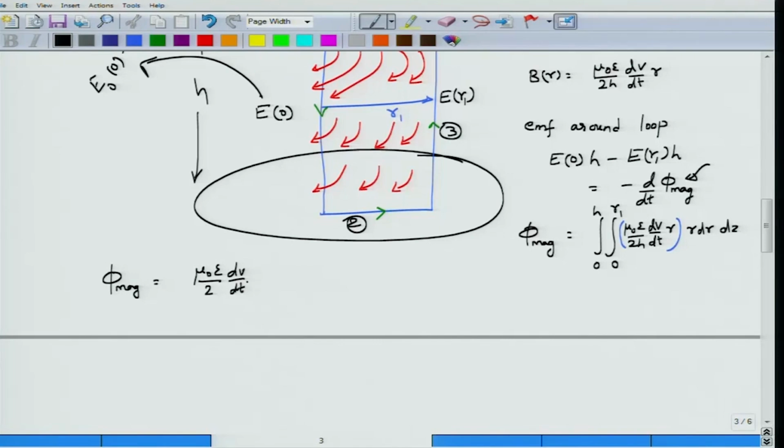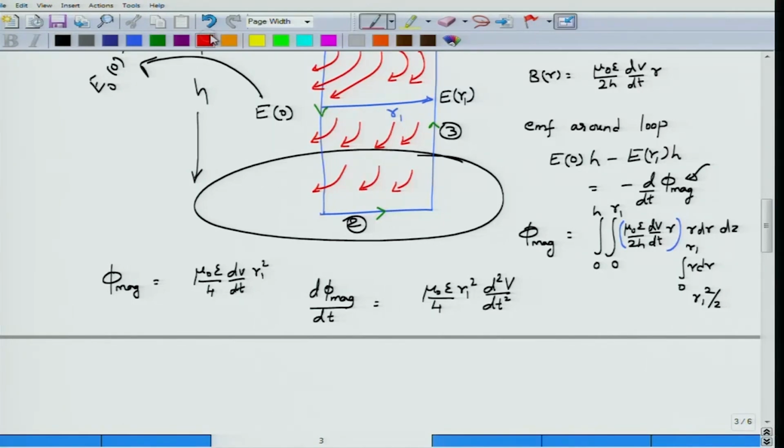by dt, and you will have an integral of r dr from 0 to r1, which would be r1 square by 2. So, you will have r1 square, and there is a 2 in the denominator already. So, this becomes r1 square by 4. So, this is the magnetic flux density, and the time rate of change of magnetic flux density is clearly d phi mag by dt is equal to mu 0 epsilon by 4 r1 square, which is now a constant, d square V by dt square, correct.